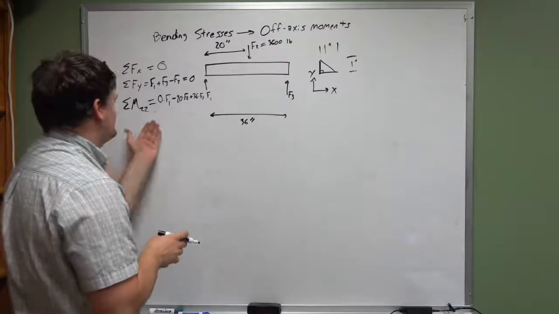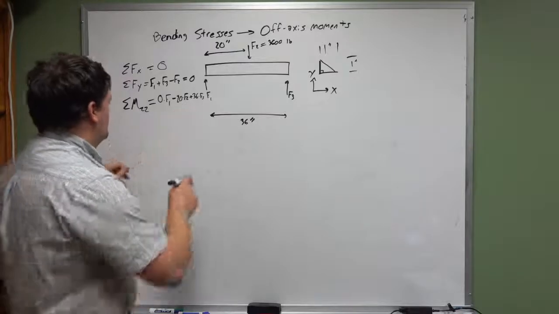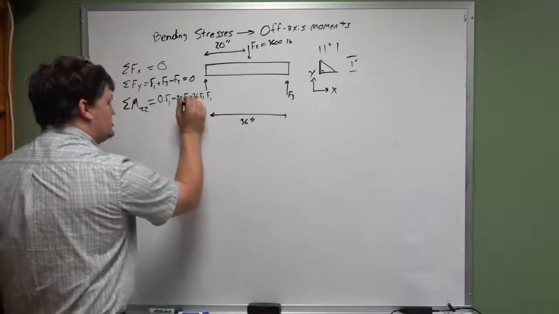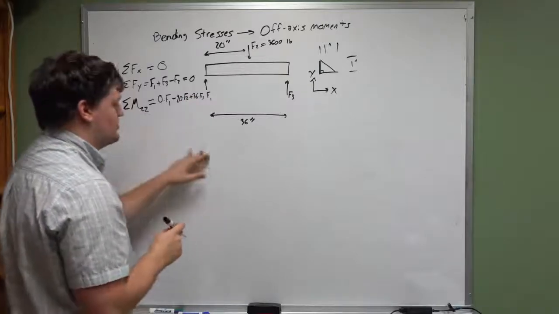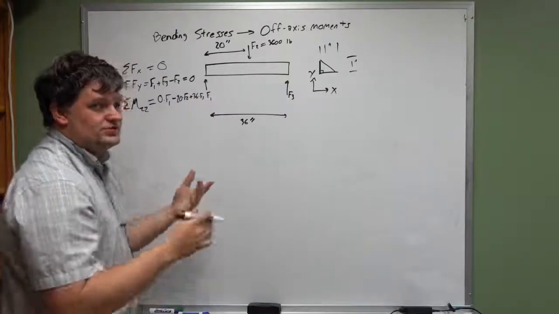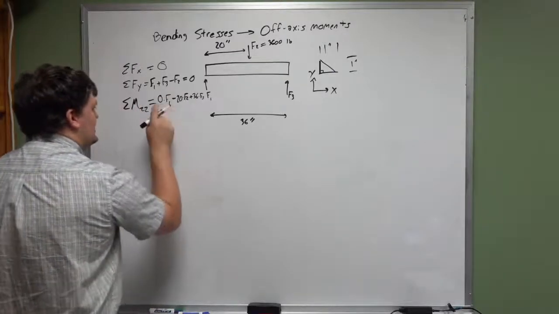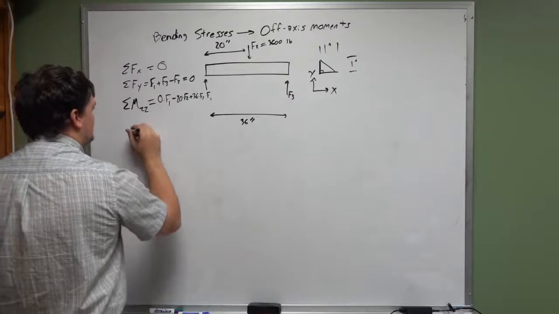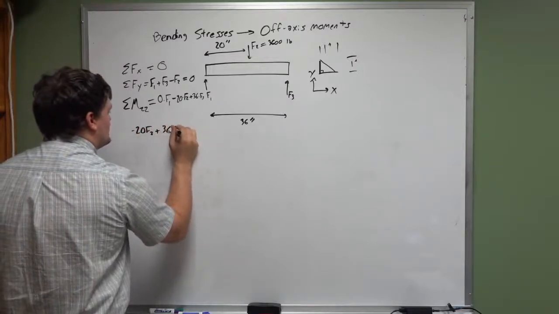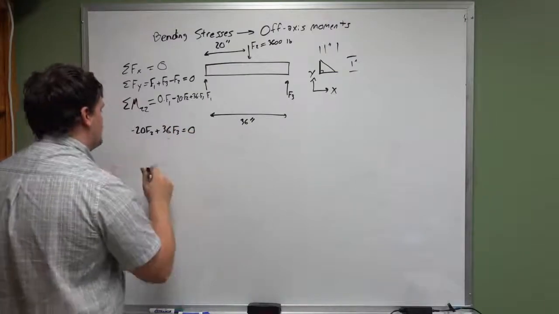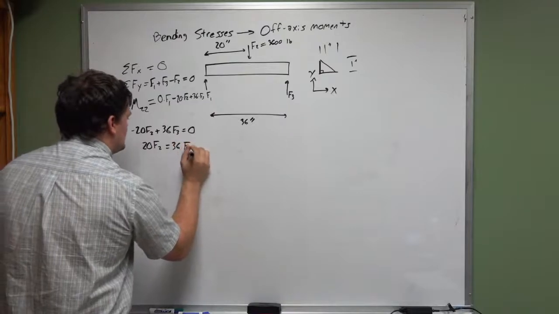I would say solve this one first because this one only has, well, we don't know what F1 is. We do know what F2 is. We do not know what F3 is. So if we solve this equation right away, we can figure out what F3 is right off the bat. So here we can take out F1 because that's multiplied by 0. Negative 20 F2 plus 36 F3 equals 0. Bring them on two different sides. 20 F2 equals 36 F3.